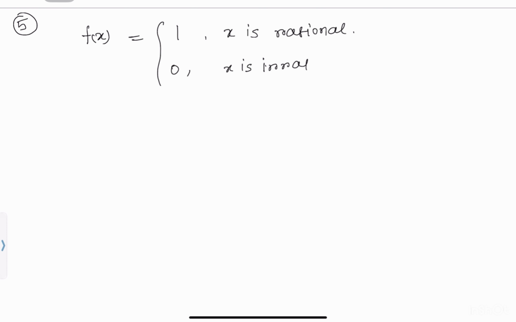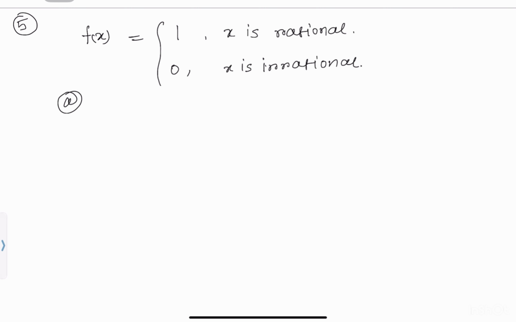This question, try to think, or you have to visualize these questions. Okay, the function is given that f of x equal to 1 when x is a rational number, and 0 when x is an irrational number. And options are, you have to verify the function is continuous, discontinuity, whatever.